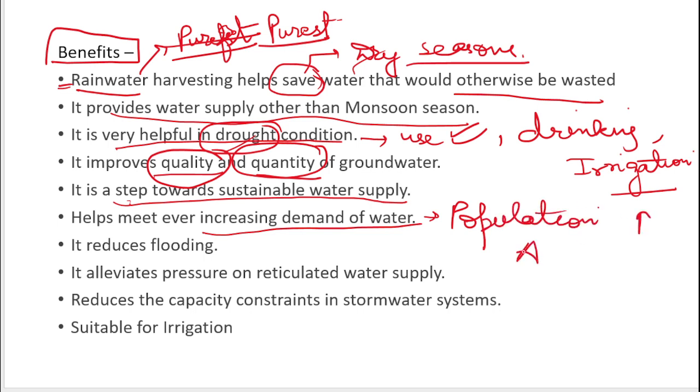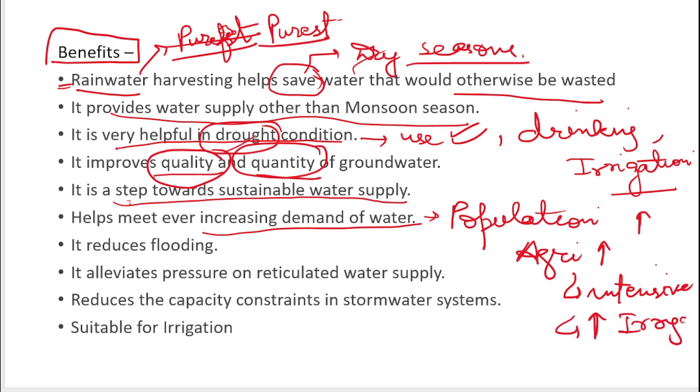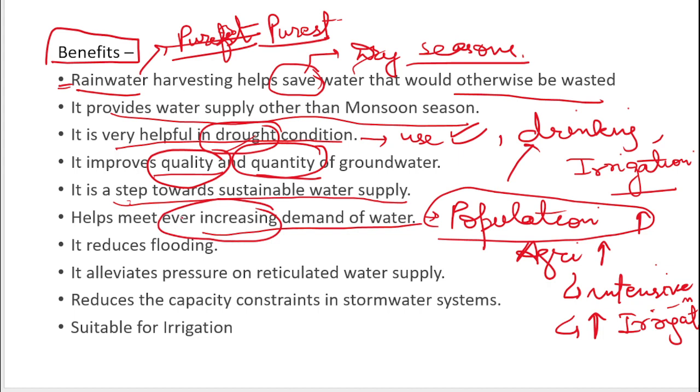Population is increasing, agriculture is increasing, and agriculture is becoming intensive in many areas, so it all requires high irrigation. Intensive agriculture requires high irrigation, and high population requires high drinking water. So with rainwater harvesting, we can meet this ever increasing demand. It is not going to decrease anytime, it is going to increase and increase, and this ever increasing demand can be met if we do rainwater harvesting.